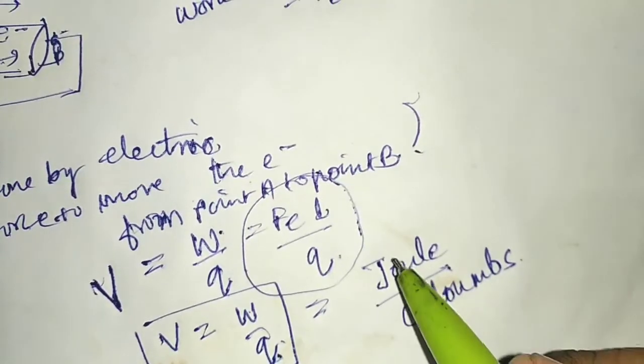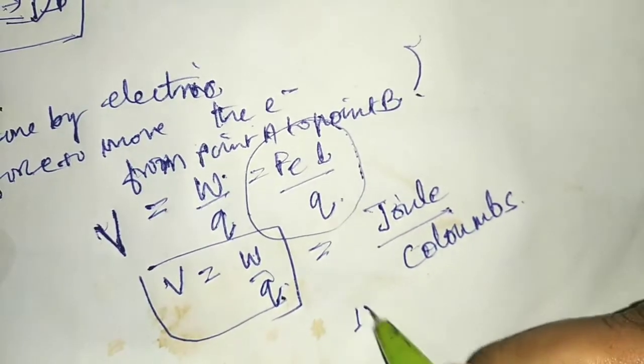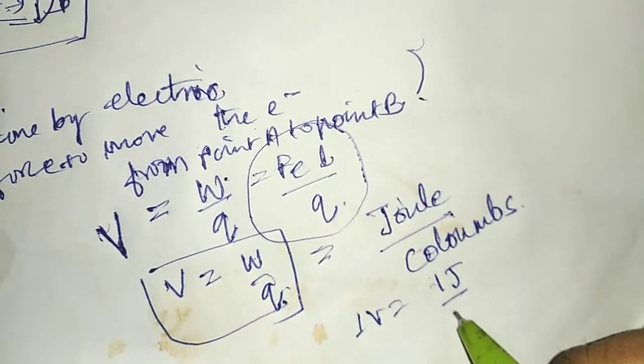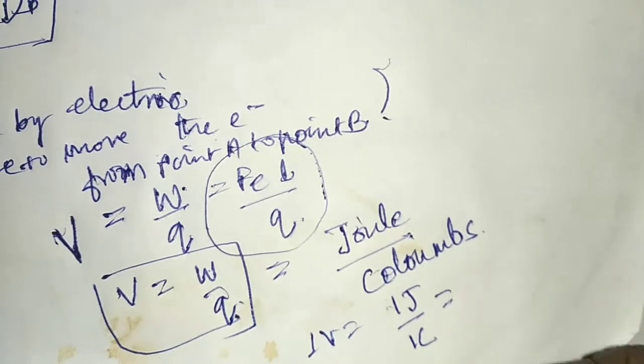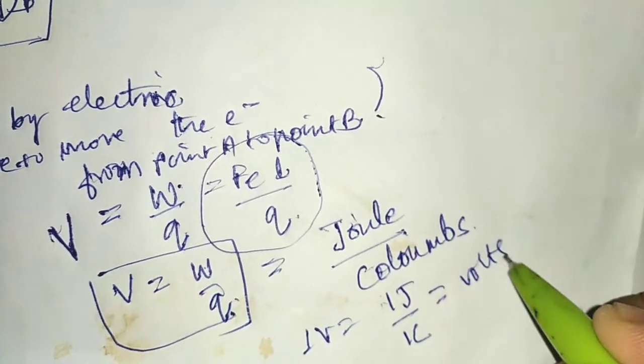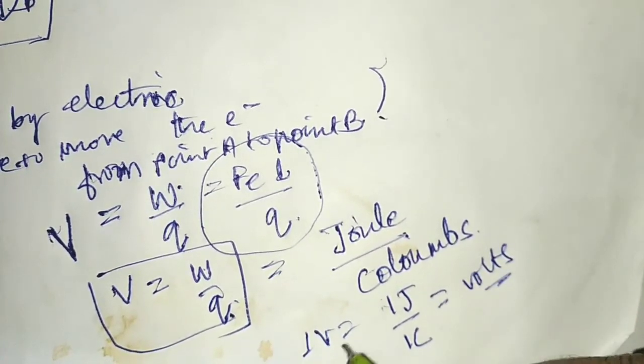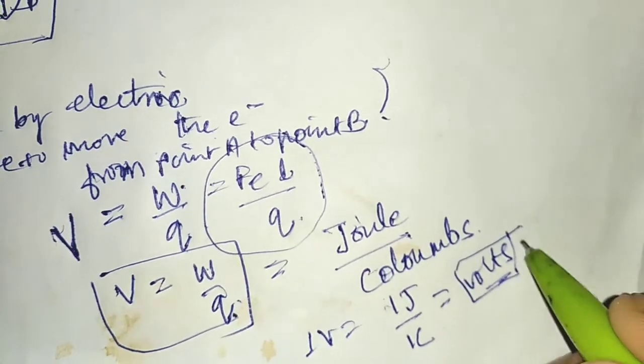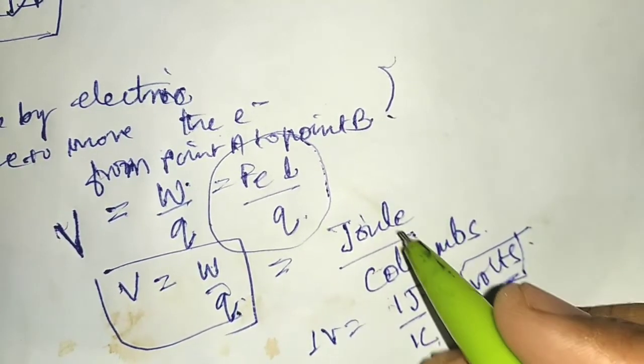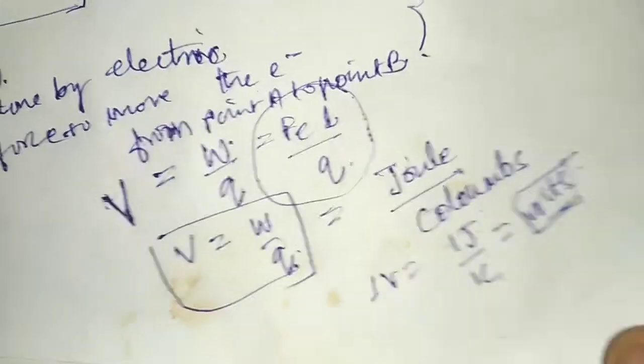So finally, joules per coulomb, 1 volt I can write down as 1 joule per 1 coulomb. So the unit of potential difference is written as volts. Either you can write down joule per coulomb or volts. Fine.